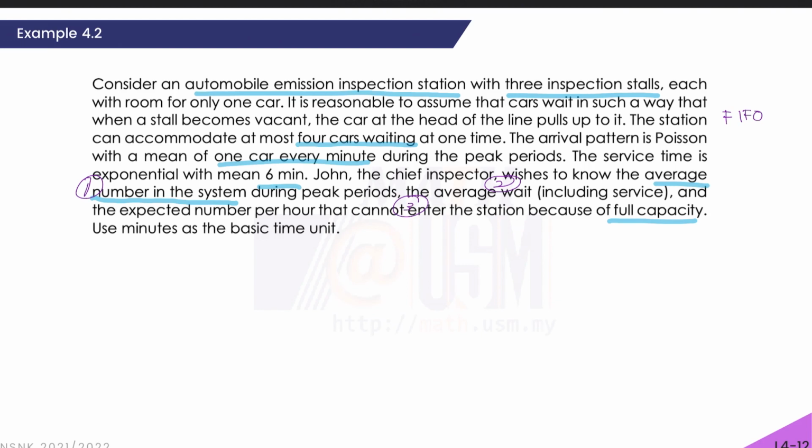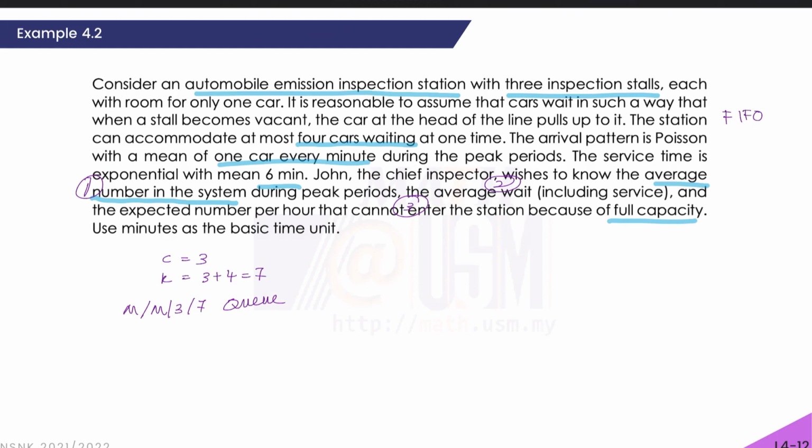First, we're going to extract all of the information. You have 3 inspection stalls, which refers to your C equals 3. Then you have a further 4 waiting spaces, so your K is equal to 3 plus 4, which equals 7. So this is an MM37Q.